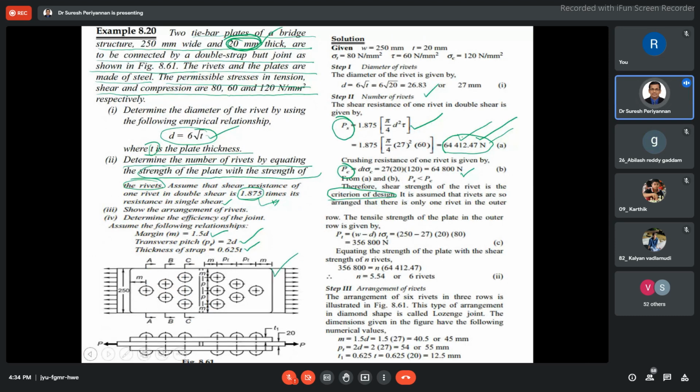Okay, please. Now I am considering the lowest force, the resistance force. Now this is based on that. Now I am considering this 64412 as my design criterion.